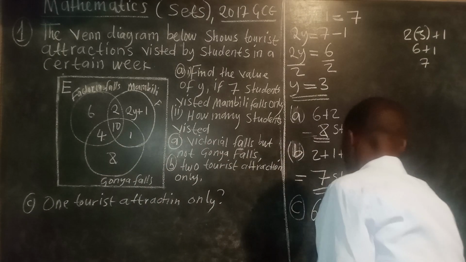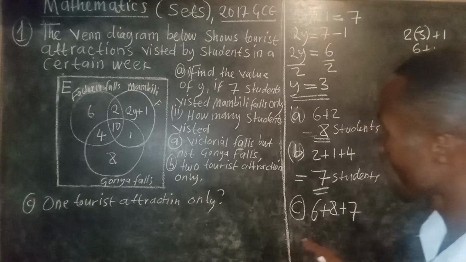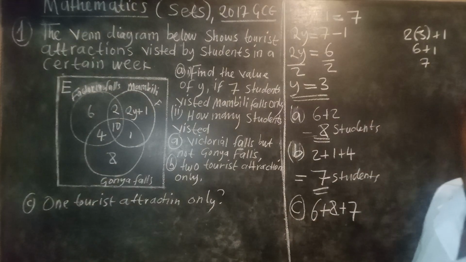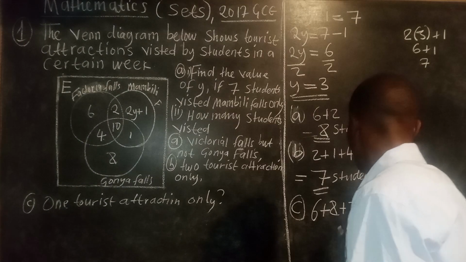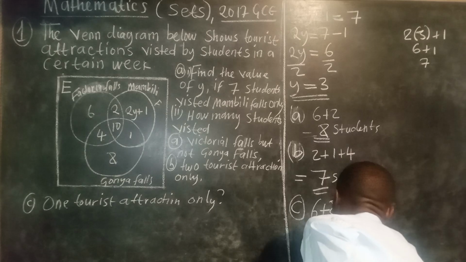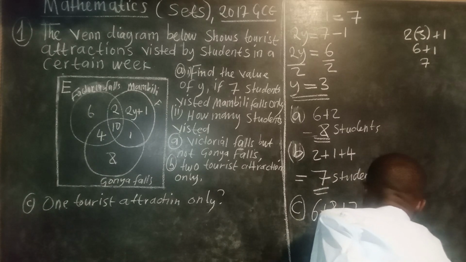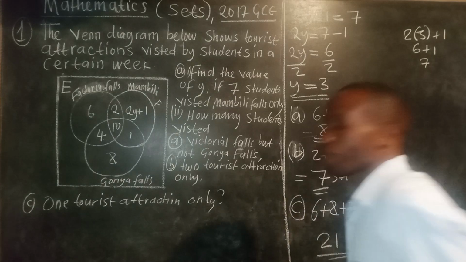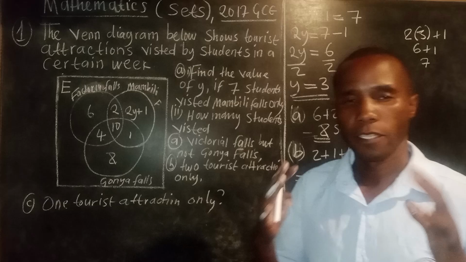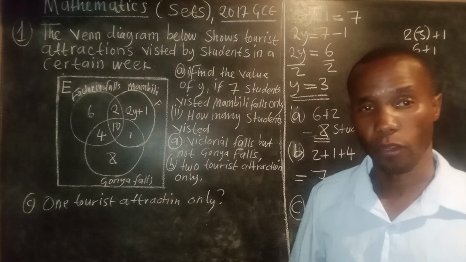7. So now, to finalize, we have to add. So we are going to add 6 plus 8, the answer is 14. Then 14 plus 7, the answer is going to be 21. Okay, 21 what? Students. Okay, therefore, the answer. So this is how we handle sets in mathematics, particularly paper 2.